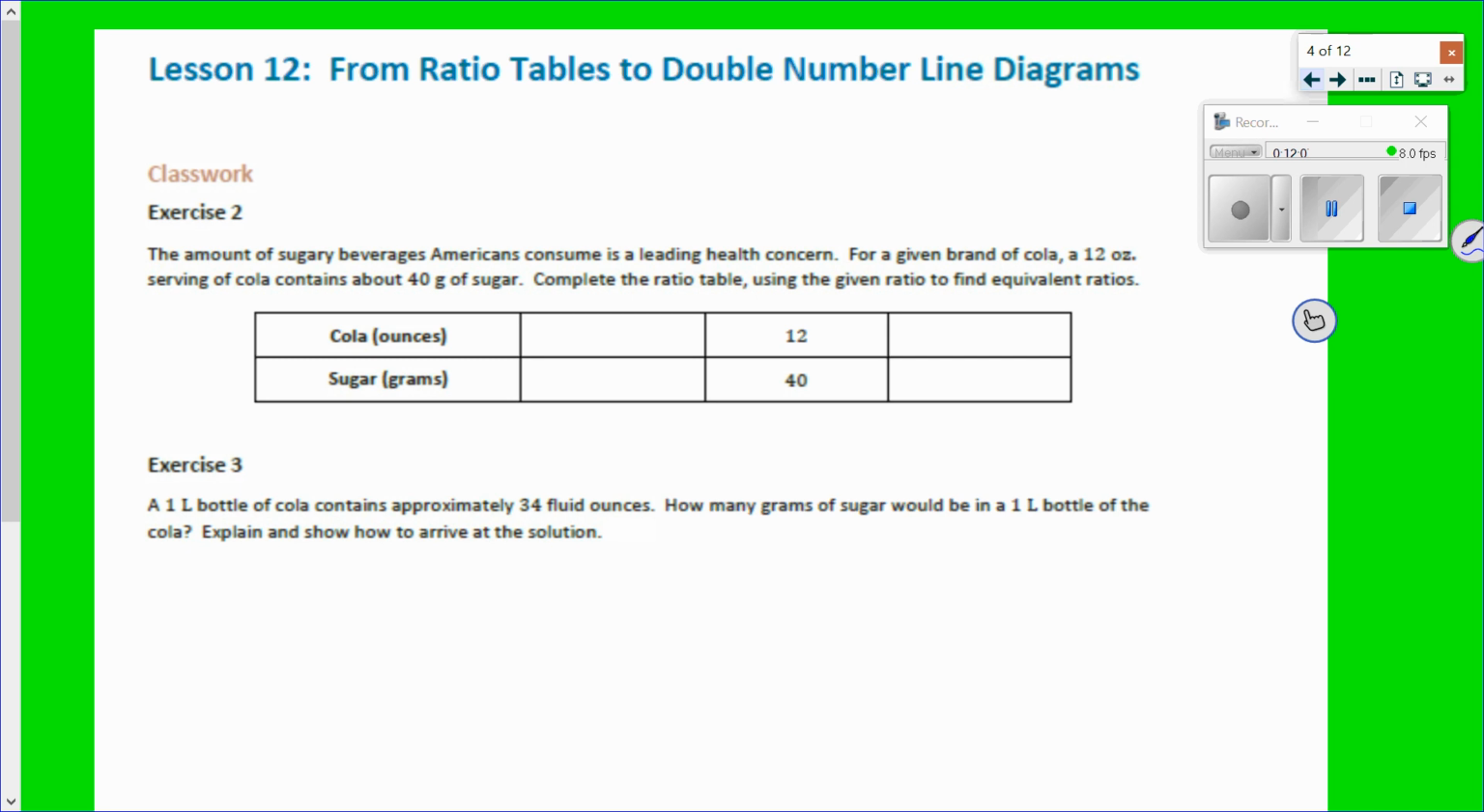My bad. False advertising. Hey guys, we're going to go ahead and mark our text. The amount of sugary beverages Americans consume is a leading health concern. For a given brand of cola, a 12-ounce serving of cola contains about 40 grams of sugar. Yeah, it's true. Complete the ratio table using the given ratio to find equivalent ratios.